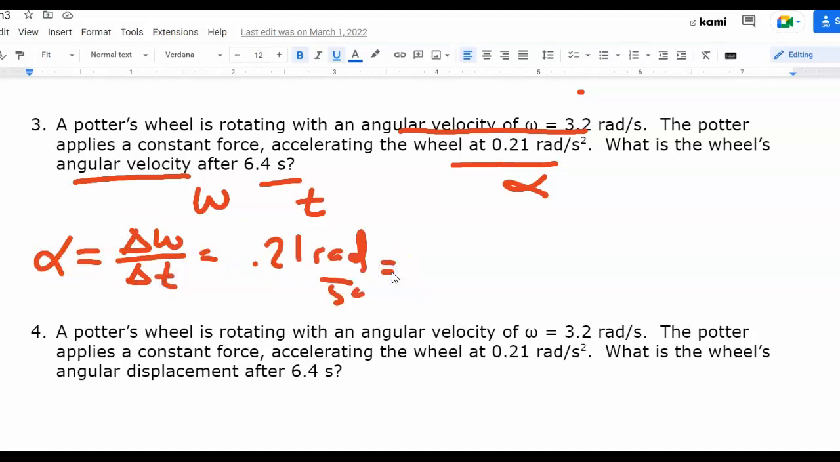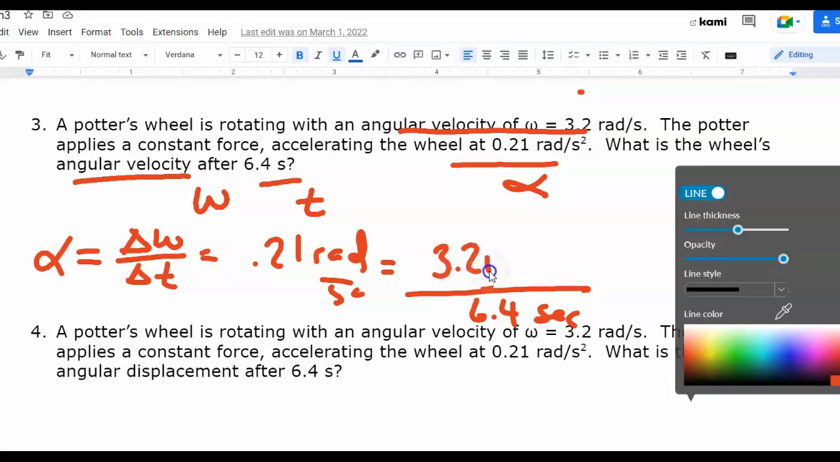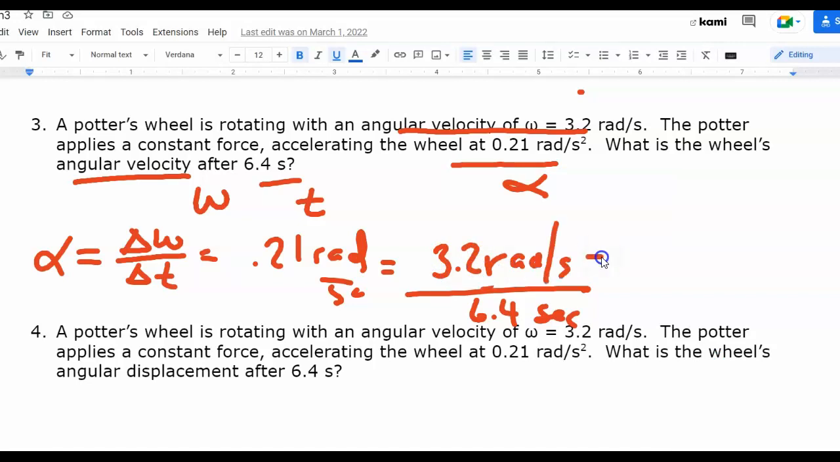Let's see. The change was, it started from rest and it went to, so it's 3.2 radians per second minus 0 because it started at 0, and it did that in 6. Oh, I'm sorry. Good catch. So it didn't start at 0, did it? The initial's not known. Okay, so we got to make it 3.2 radians per second minus the initial, which we don't know. Thank you for that. We cross multiply.